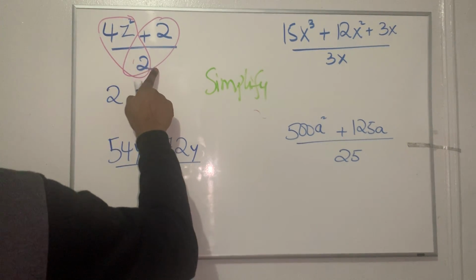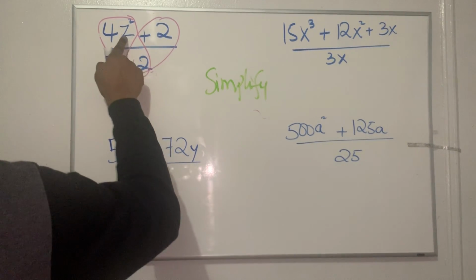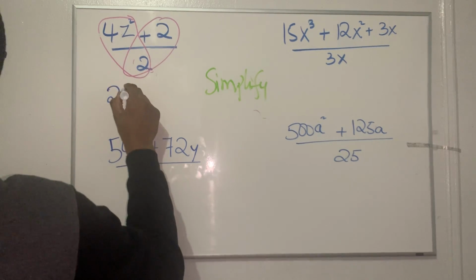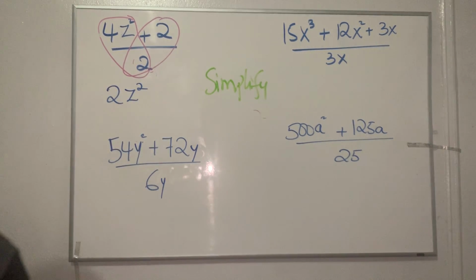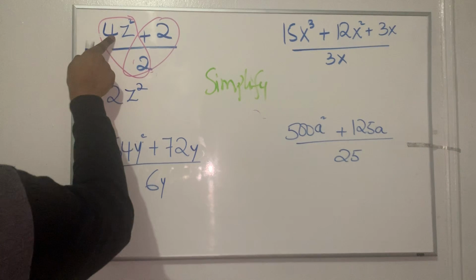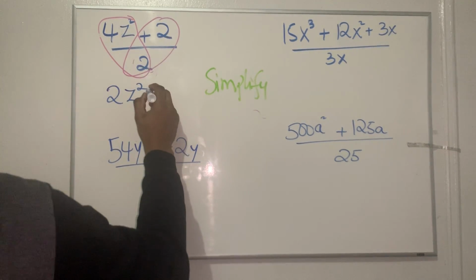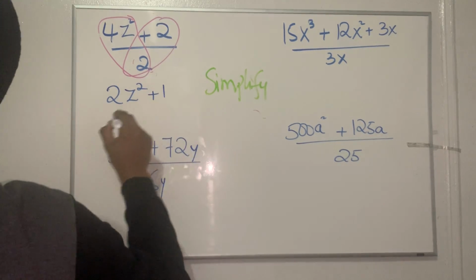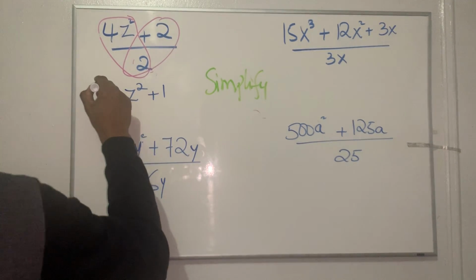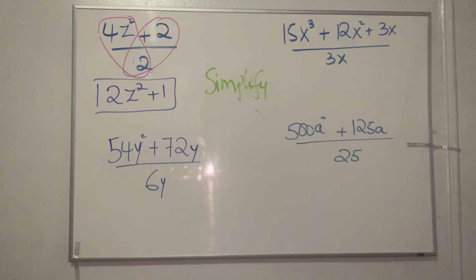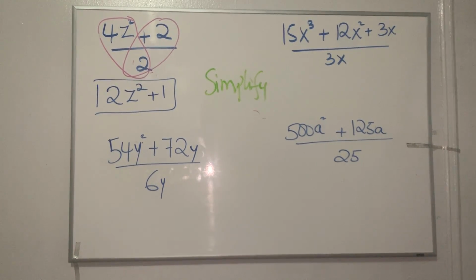And then we don't have a z over here to deal with, so what happens is that you're going to bring down the z squared. Now we finished with the first term. Now let's go with the second term. 2 divided by 2 is positive 1. Now that's it. That's your final answer. A very simple one, right?